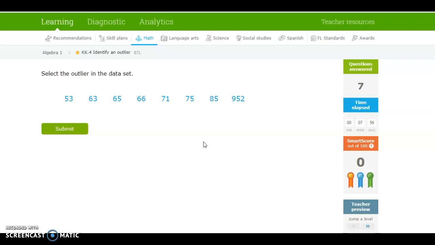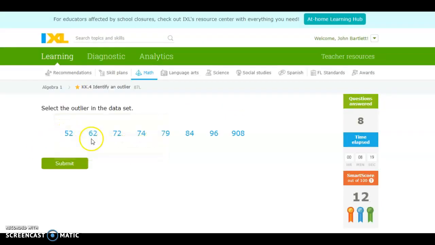So the biggest thing here is to remember what an outlier is. An outlier is a number that is way off from the rest. It's out in the middle of nowhere. Okay, so let's take a look at the list that it gives us here. I'm in my 50s, then I go to my 60s, my 70s, 80s, and then all of a sudden at 952. This is obviously way off, way different than the rest.